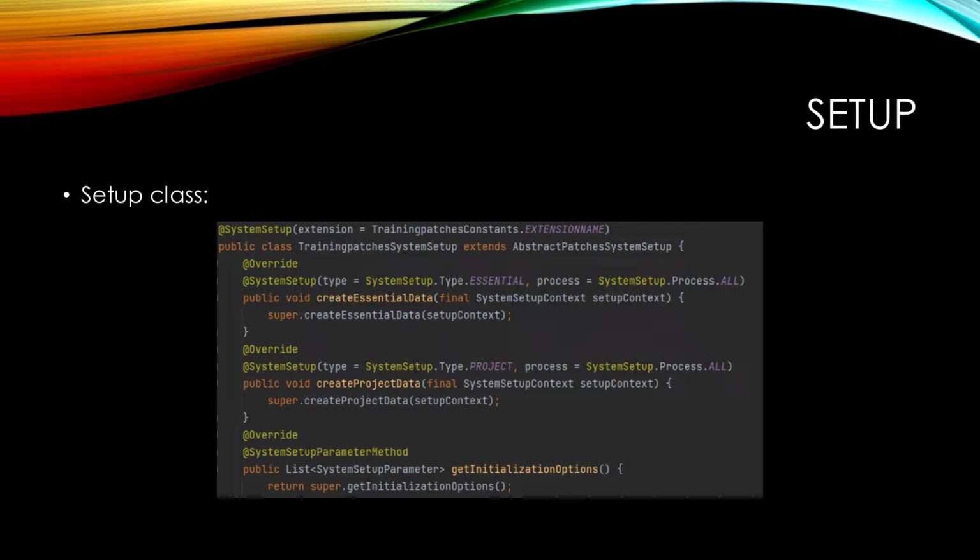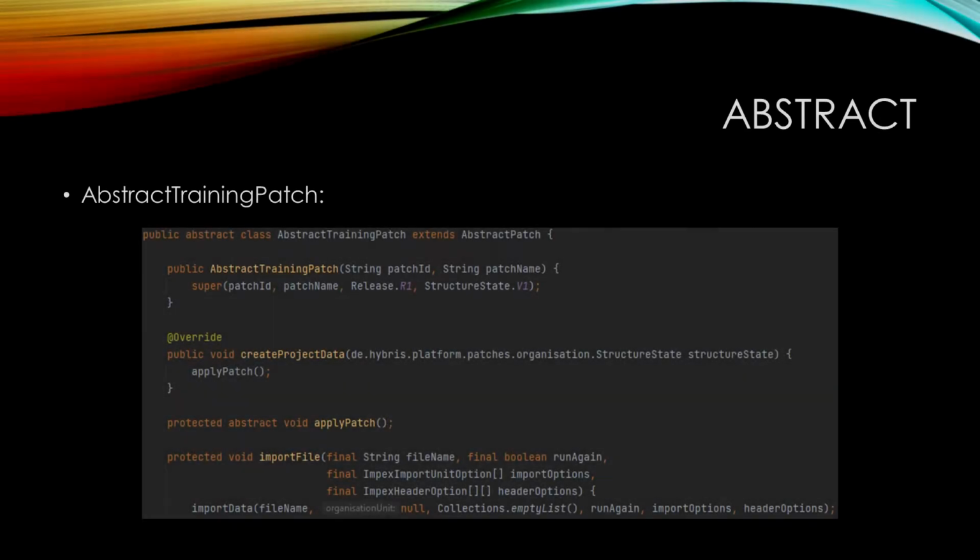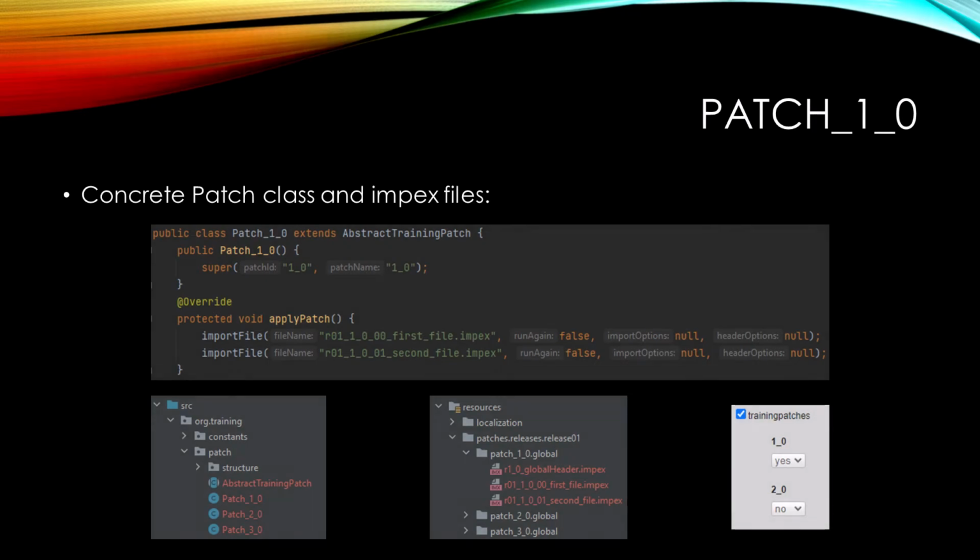Here is my Training Patches System Setup class. It has essential data, project data, and init options methods. Here is the abstract training patch with the abstract apply patch method. Concrete patch, for example, 1_0, is having its own impex imports in the apply patch method.